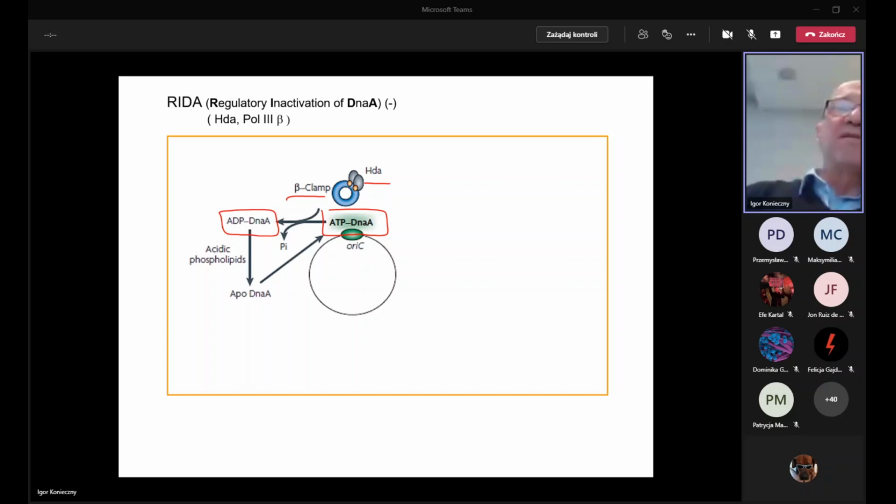Then acidic phospholipids bind the DnaA ADP form and can convert ADP to the apo form. And then this apo form can be converted again to the ATP form. So this is just RIDA, regulatory inactivation of DnaA. And this is turned on after replication initiation, which is supposed to prevent quick reinitiation, because it converts the replicationally active ATP form to the replicationally inactive ADP form in the system. Pretty complex, but this is not enough for the complexity in cells, and we'll go to the next systems.